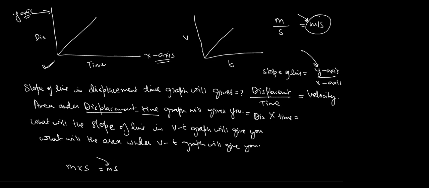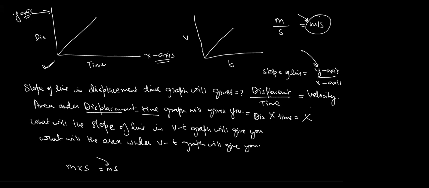Meter per second is there, meter per second square is there, but no physical quantity has the unit meter second. So we can say that the area under the displacement-time graph gives you nothing. Okay, let's move further.